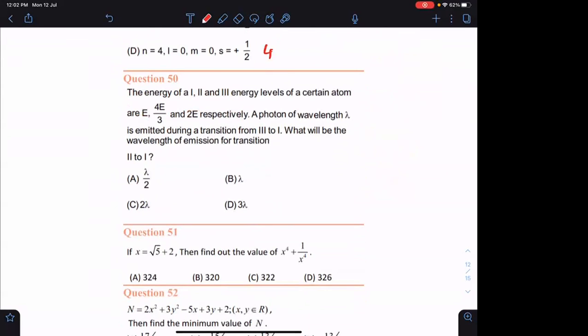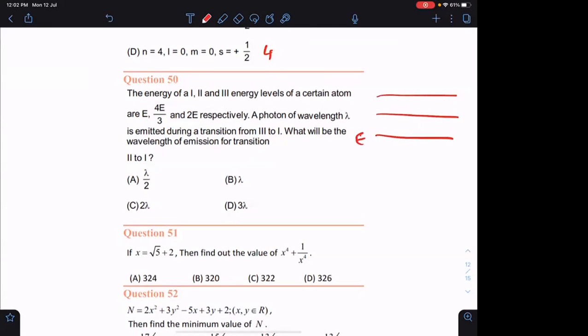There are 3 energy levels in a certain atom. Draw all three diagrammatically, it will be easy for you. This one is E. This is 4E upon 3. This is 2E. A photon of wavelength lambda is emitted during transition from 3 to 1. For 3 to 1 you have lambda; he is asking what the lambda will be for 2 to 1.